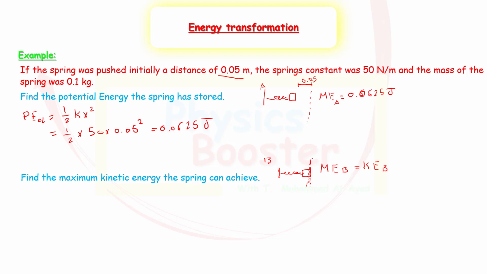And we know that mechanical energy is conserved. So I can say that the mechanical energy at B is equal to the mechanical energy at A. So the mechanical energy at location B is equal to the kinetic energy at location B. And I know that the mechanical energy at location B is equal to the mechanical energy at location A. So I can say that 0.0625 is equal to the kinetic energy at location B, which is the maximum energy. In other words, when all the potential energy is transformed to kinetic energy, this will be the maximum kinetic energy. And this happens when the spring is at its original length again, when it lost all its potential energy and transformed it into kinetic energy.